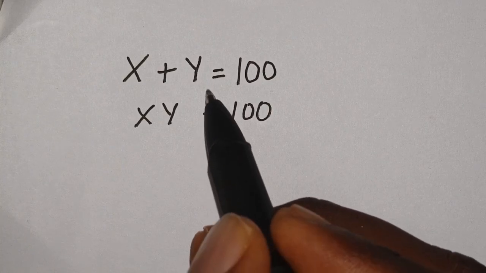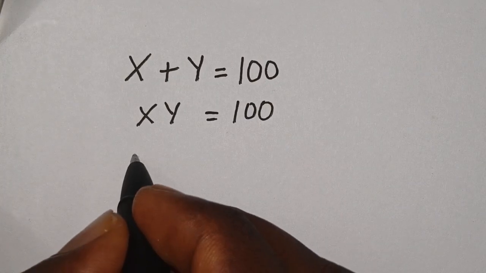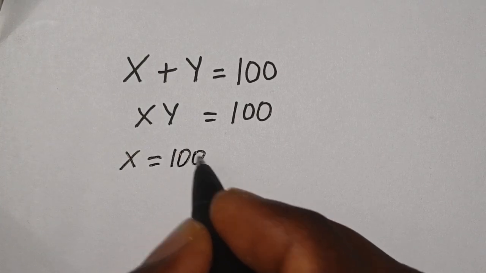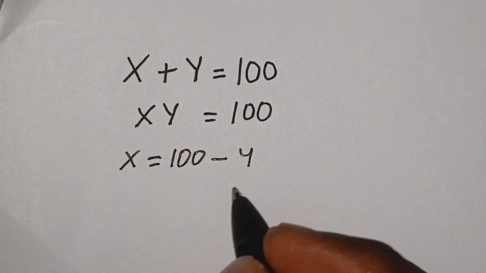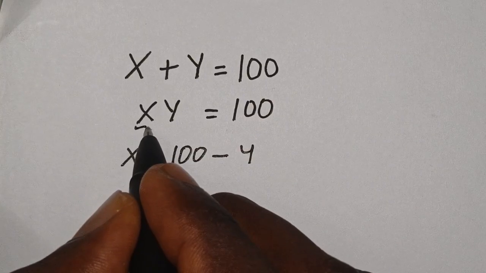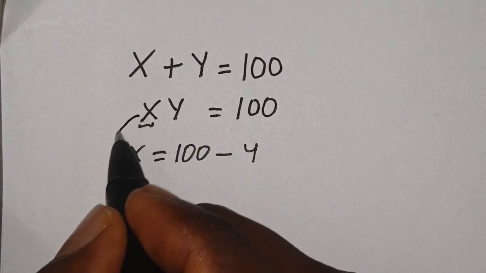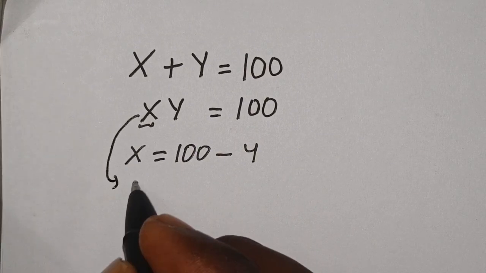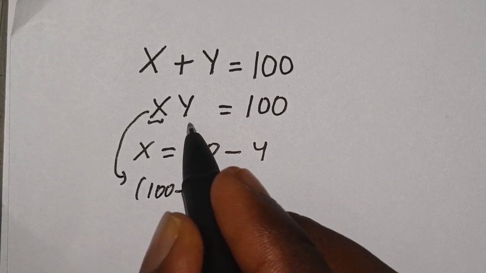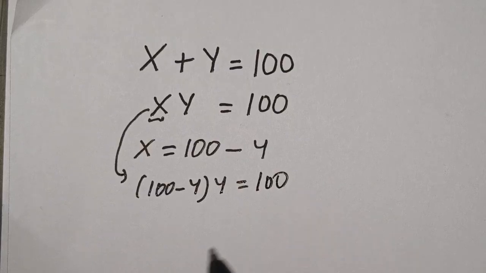First, let's bring this y to the right hand side. So we have x equal to 100 minus y. The next thing we're going to do is to replace this x with 100 minus y. So from here, we have (100 minus y) times y equal to 100.